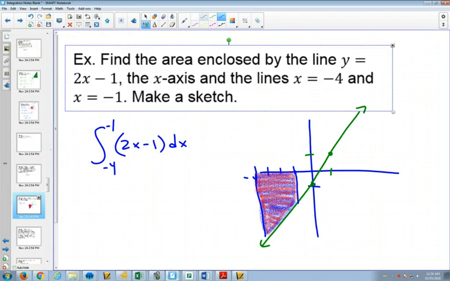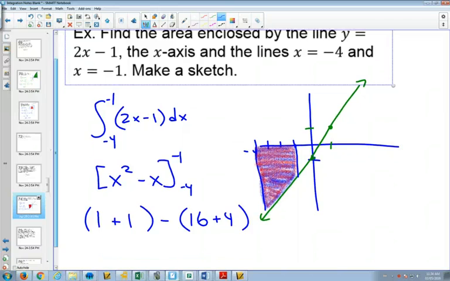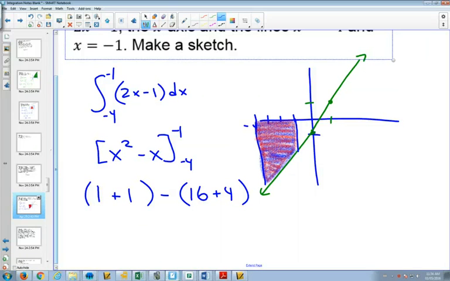we already figured out that the antiderivative is x squared minus x. Plugging in these values, you're going to get 1 plus 1, 16 plus 4, 2 minus 20 gives you -18. So the idea being that if you've done a sketch, you know that that's going to be your result. Okay? And if the question had asked to evaluate this definite integral, then your answer would be -18 and you would leave it that way.